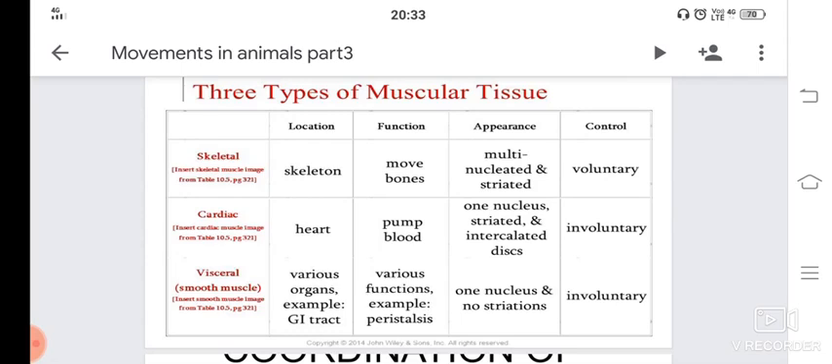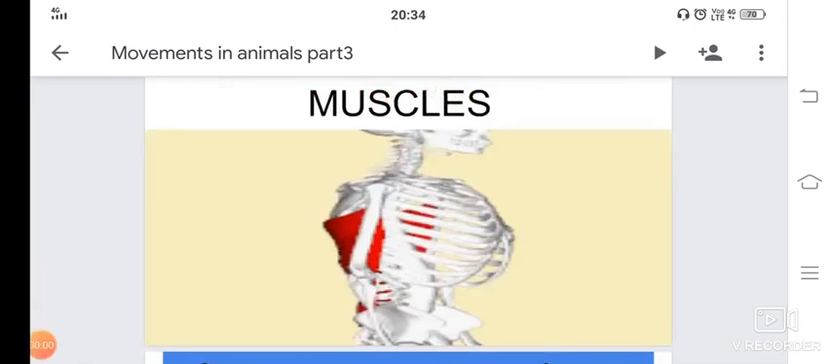Cardiac muscles, as I told you just now, have the important work of pumping blood. It is an involuntary action; without our order, it is doing its work. Visceral, that is smooth muscles. The smooth muscles are also involuntary muscles, and then peristalsis, that is present in our eyes and some other parts of our body.